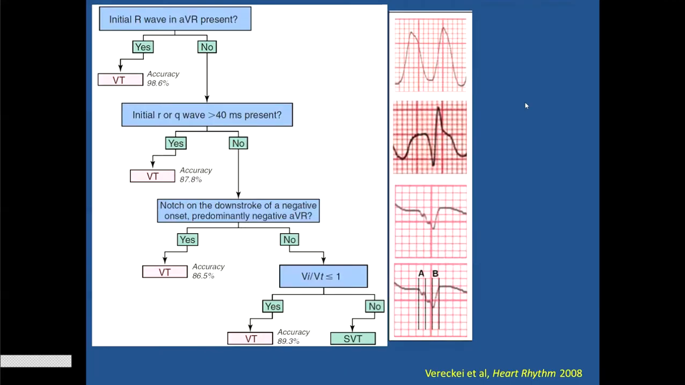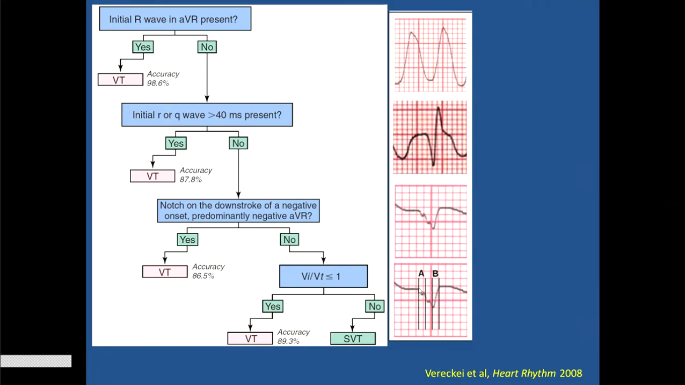Later, a very simplified aVR criteria, or Vereckei criteria, was published, which said an initial monomorphic R points to a VT, with very high specificity. If it is not, look at the small r or a small q that is there. If the width is more than 40 milliseconds, it is a VT. If that is not visible, then you see if there is a notch on the downstroke of a predominantly negative aVR. If there is a notch, again there is a high likelihood of VT.